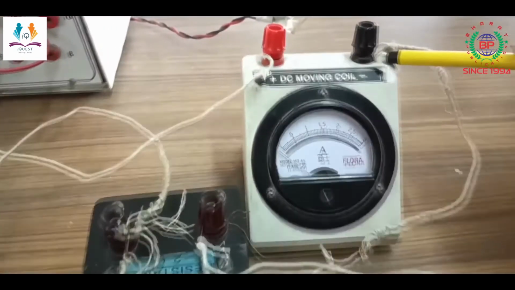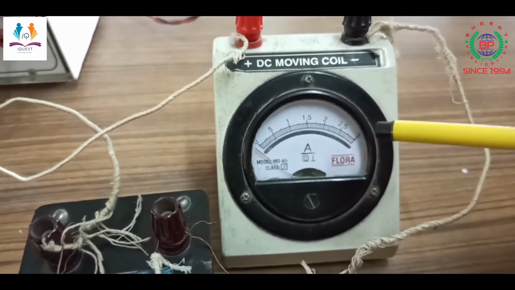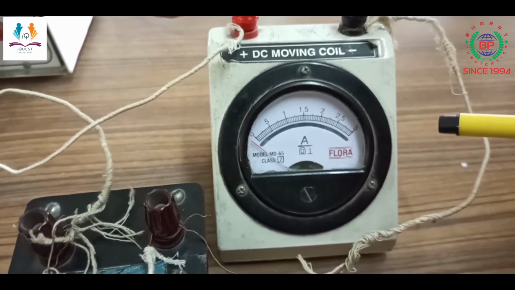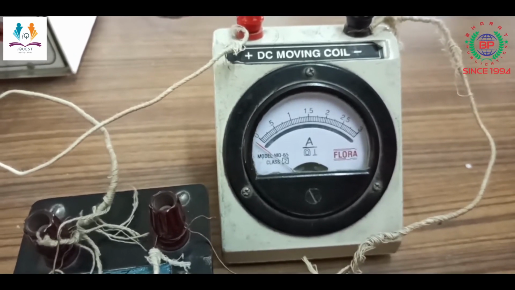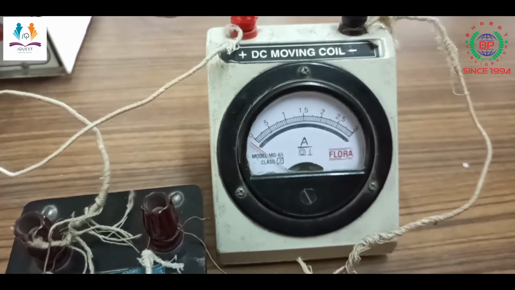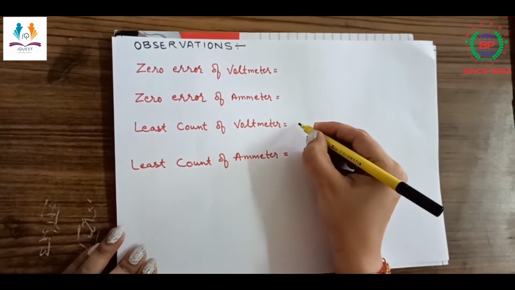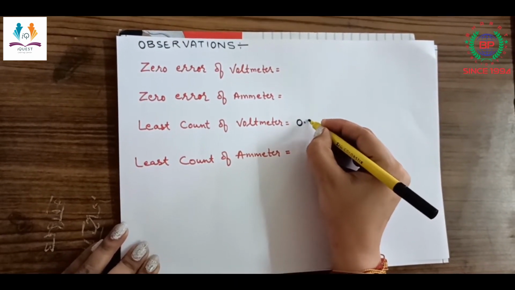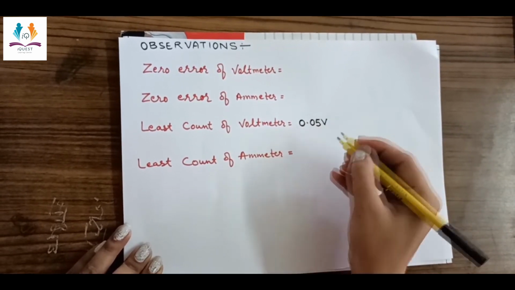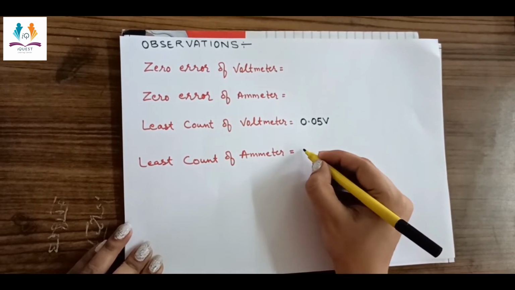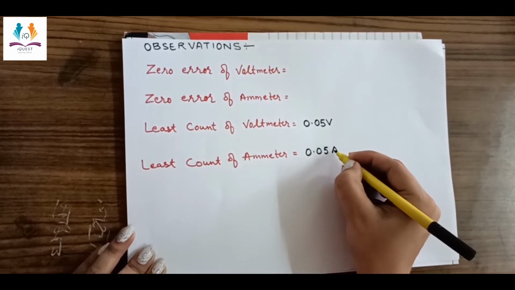Similarly, the ammeter that we are using in our activity having 10 divisions is equal to 0.5 ampere. So one division is equal to 0.5 upon 10, which is equal to 0.05 ampere. So the least count of our voltmeter is 0.05 volt and the least count of our ammeter is 0.05 ampere, as I have shown you in our voltmeter and ammeter.